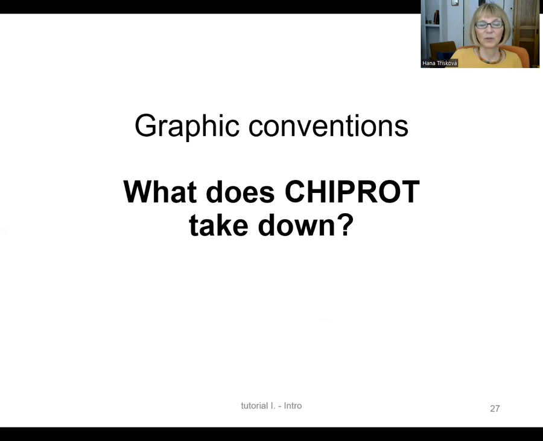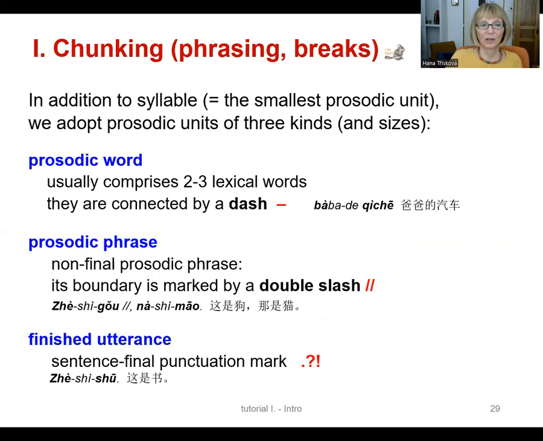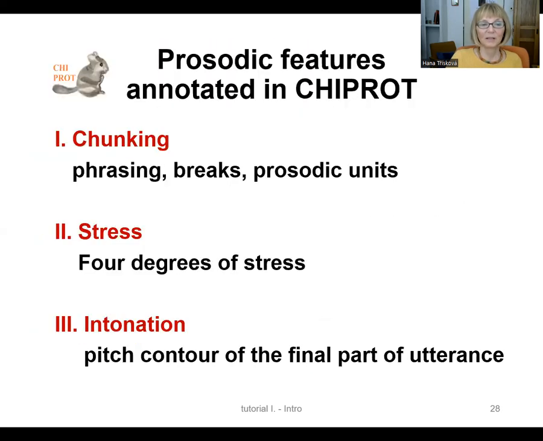Now I will introduce you to the graphic conventions of CHIPROT. So what does CHIPROT take down? Three things. Chunking, stress, and intonation. Chunking, that is phrasing, shows you where the breaks are. And for stress, we have 4 degrees of stress. And intonation: CHIPROT can tell you roughly something about the pitch contour of the final part of the utterance.